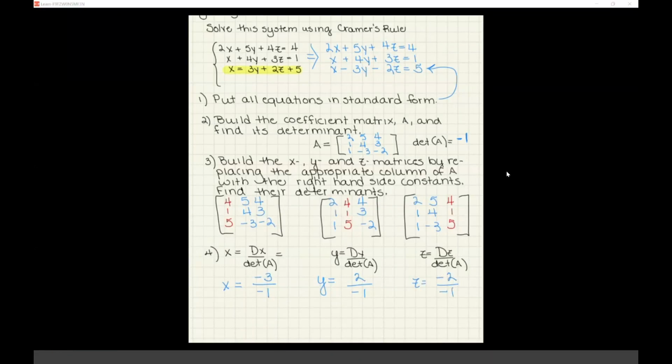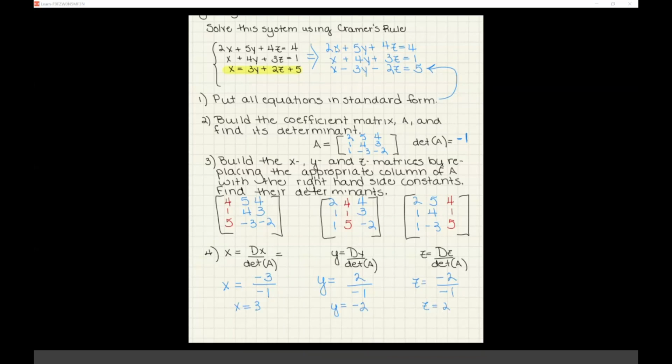Anybody questions on finding the determinants? How to build them in Symbolab? No? Okay, so then I can just do some arithmetic here. -3 divided by -1 is 3. 2 divided by -1 is -2. And -2 divided by -1 is 2. So you see I have my variable values down here.